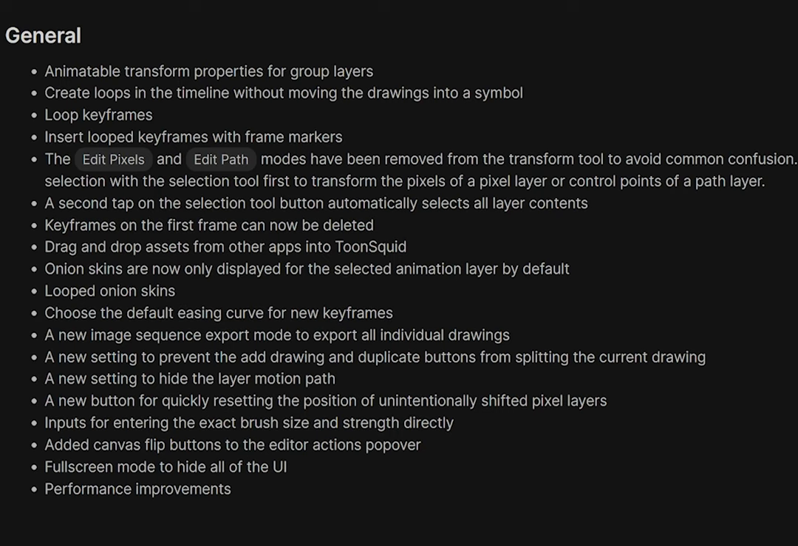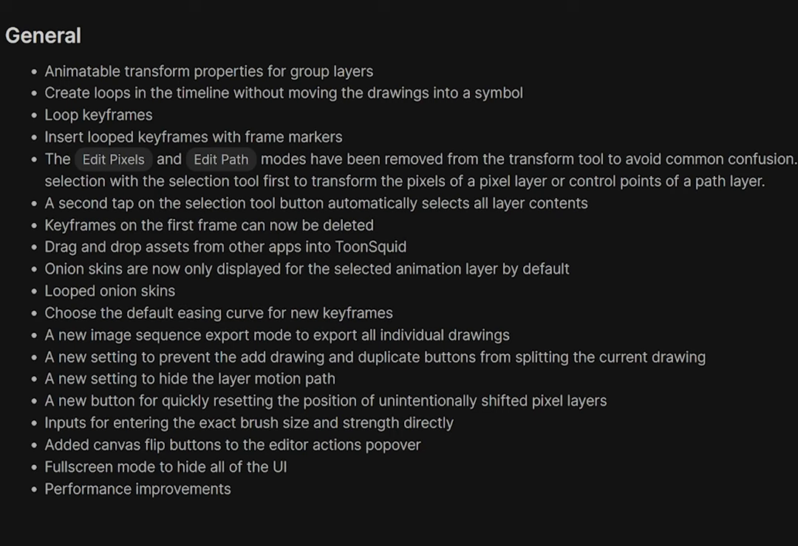Onion skins are now only displayed for the selected animation layer by default. That would be very great for not being as confused when you're working with different layers. Inputs for entering the exact brush size and strength directly is also good, because of course it's animation. The more precise you could get, the better, rather than having to slide around super carefully just to get the size that you want.